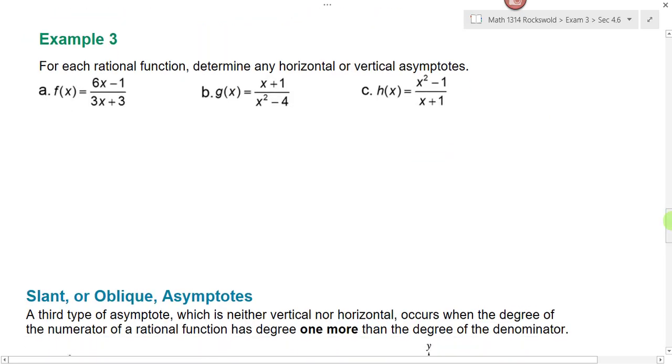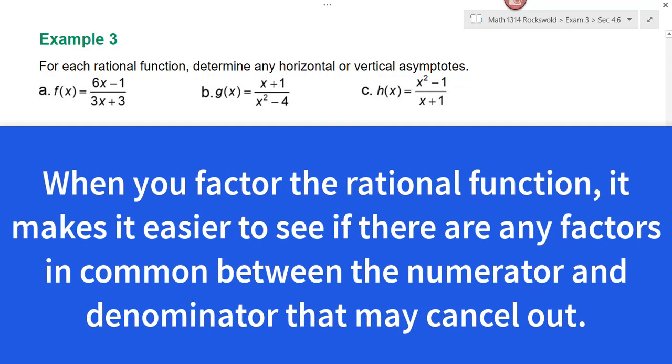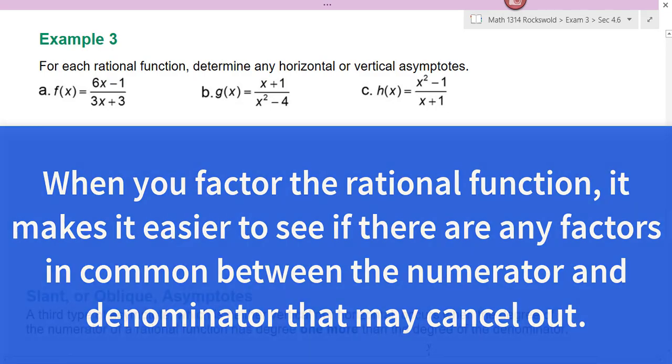Example 3, now we don't have a graph. I just give you the functions and I ask you to determine if there's any horizontal or vertical asymptotes. Before you do this, you always want to factor your denominators so you can see if there's any factors that cancel.